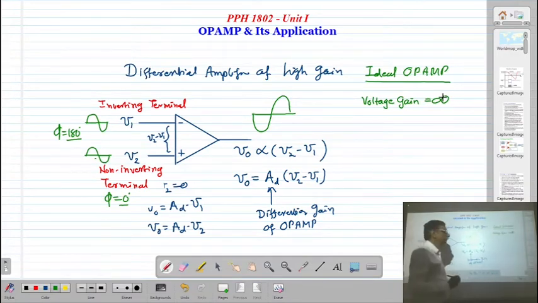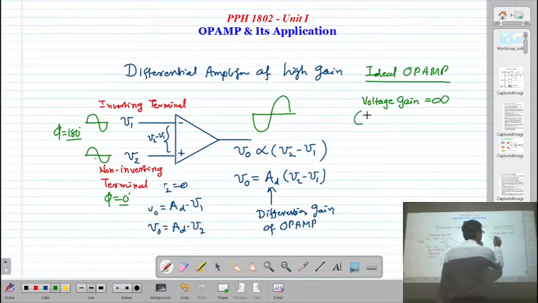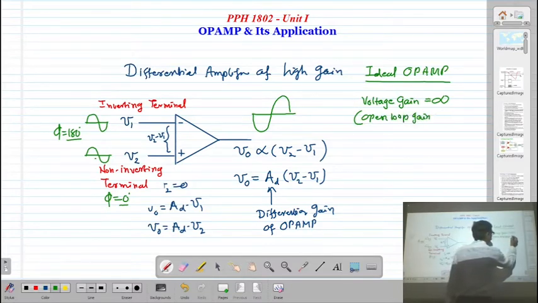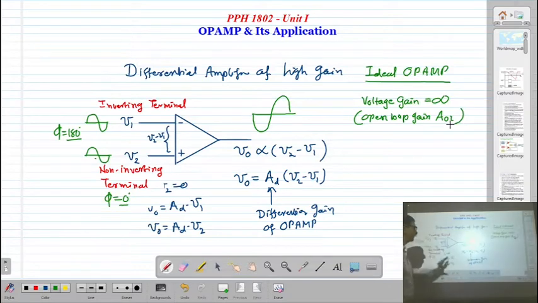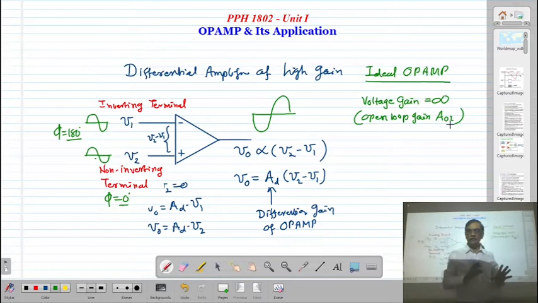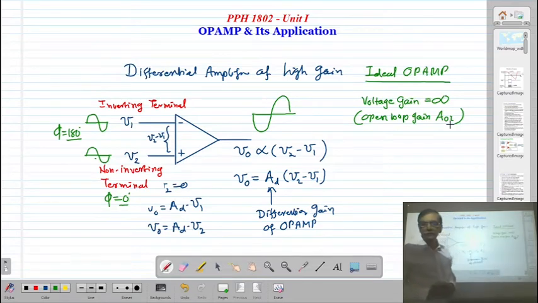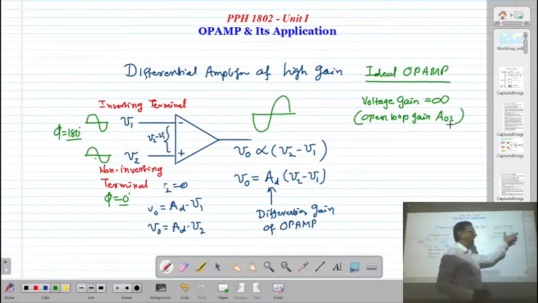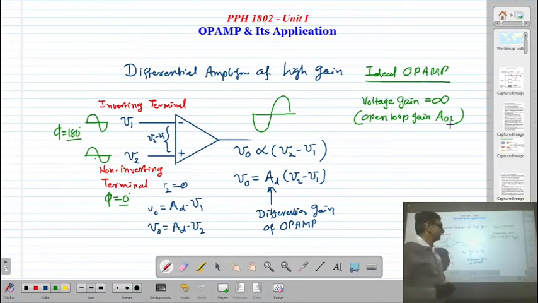Actually this voltage gain is known as the open loop gain. Remember, it is the open loop gain and it is represented as AOL. Open loop means we are not giving any kind of feedback. Without any feedback, whatever the gain of the op-amp is, it is known as the open loop gain, represented as AOL. It should be infinite.